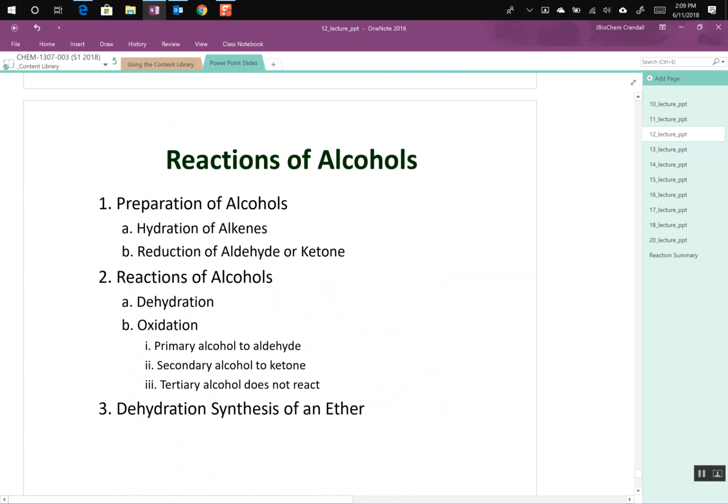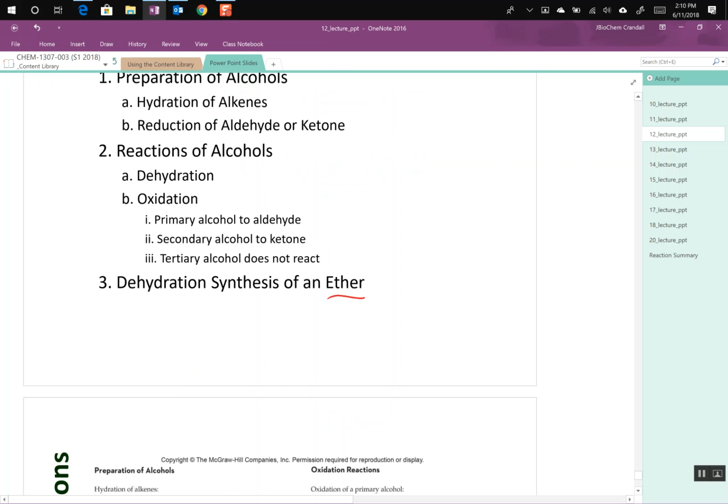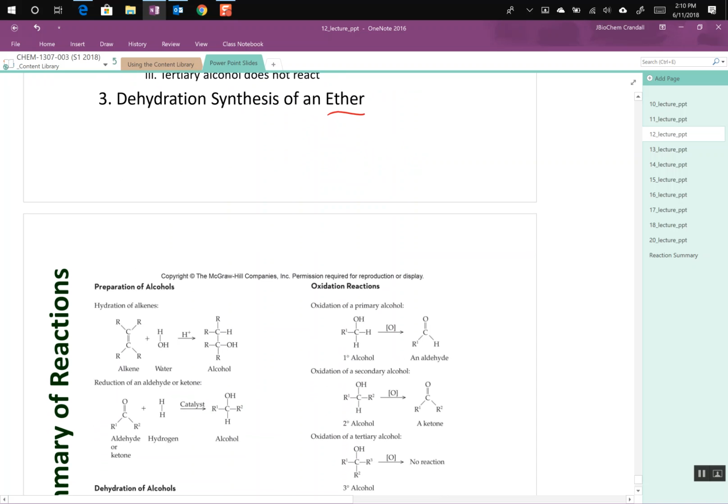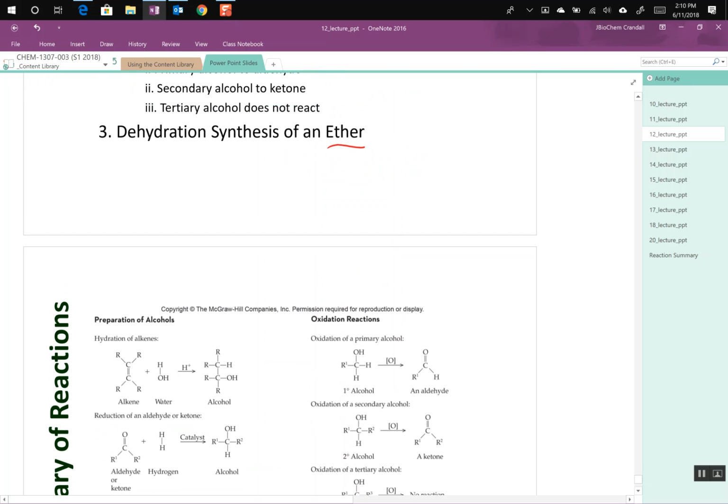Okay, so that's kind of the end of chapter 12. We're going to review how to make alcohols, the preparation of alcohols, the dehydration, oxidation of these, and the dehydration synthesis of ethers as well. Okay, so we're going to look at the different reactions of those.